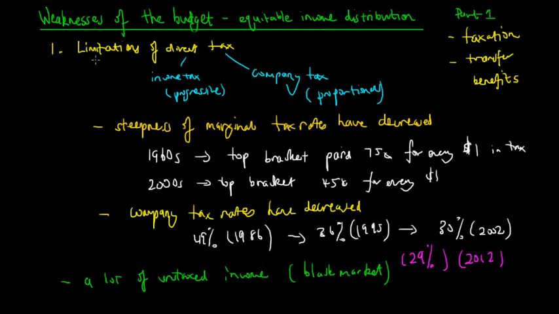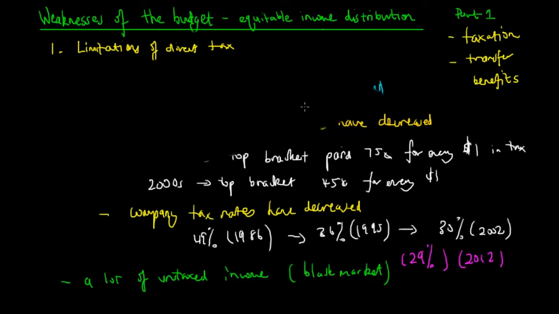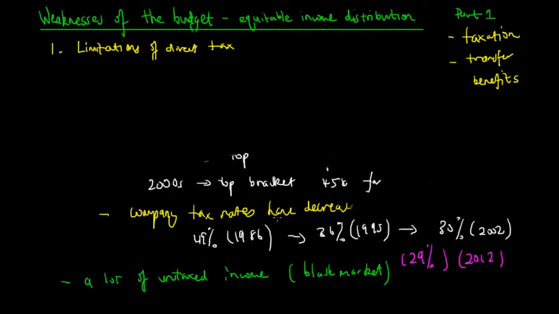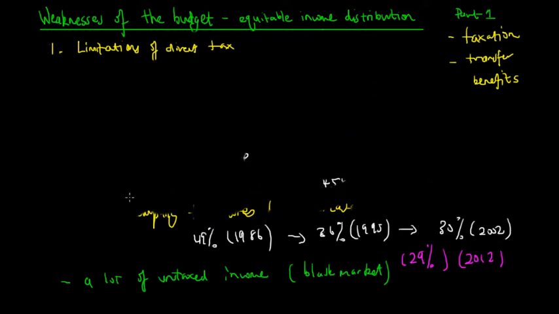So that's the limitation of direct taxation, that some people may not declare income to avoid paying income tax. Okay, so that's the first limitation of direct tax.